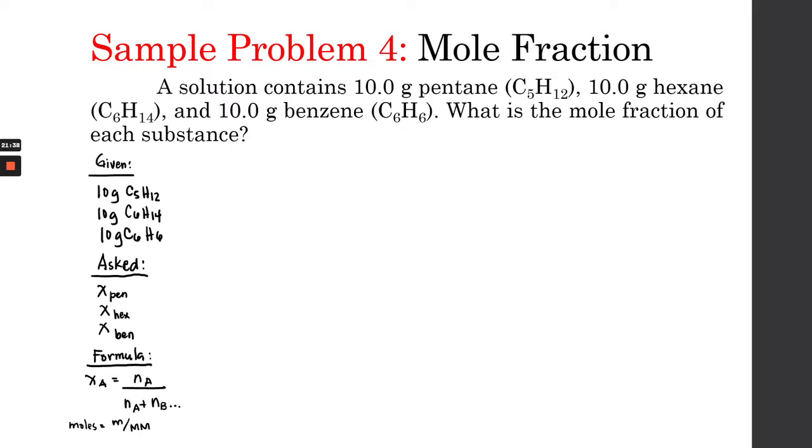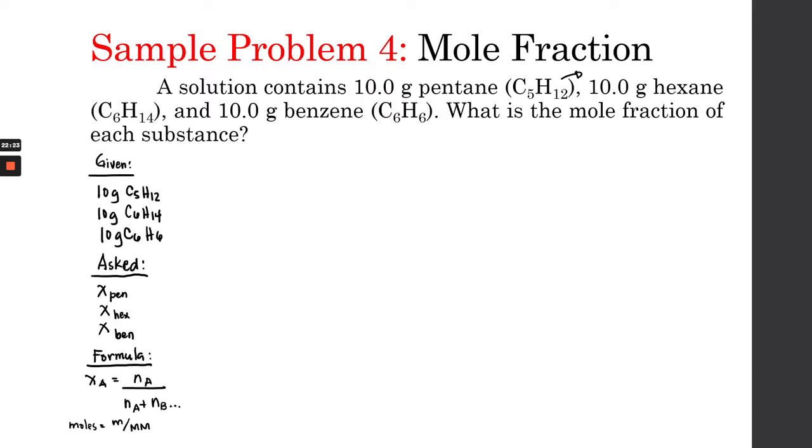So you can use the internet to find the molecular mass of each substance, or you can compute them on your own by finding the atomic weight of each of these elements and then multiplying by how many of that element there are. For example, we have 5 C's for pentane, so the atomic weight of C multiplied by 5, added to the atomic weight of hydrogen multiplied by 12.